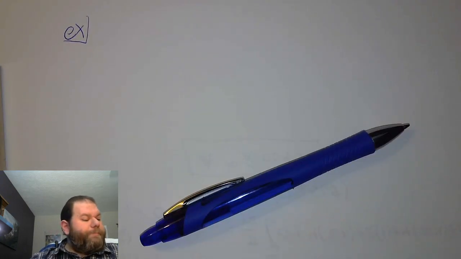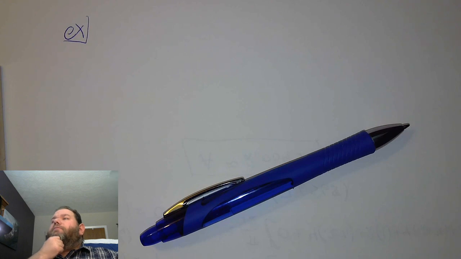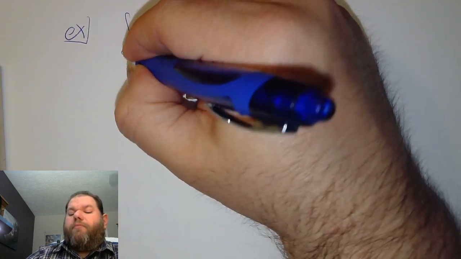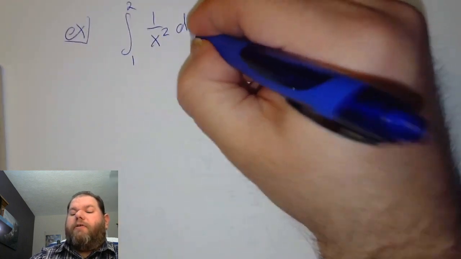Okay, let's look at an example. What can we do? Let's do the integral from 1 to 2 of 1 over x squared dx.